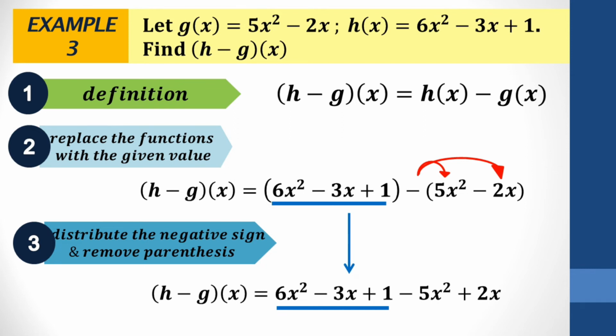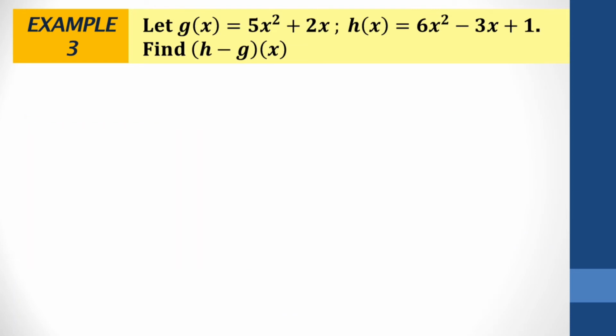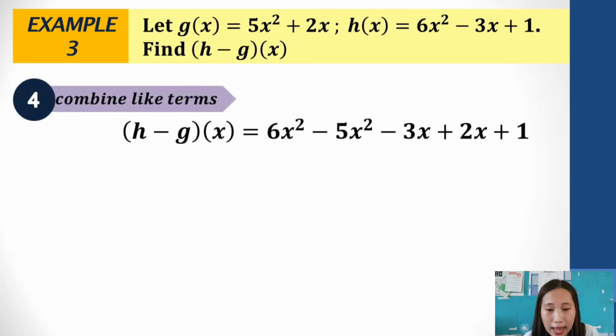Naging negative 5x squared plus 2x na siya. Okay, let us proceed to the next step. Combine like terms. So, H minus G of X is equal to, pinagsama mo lang yung magpartner. Kasi sila talaga yung meant to be.